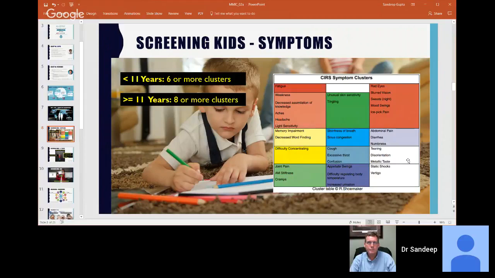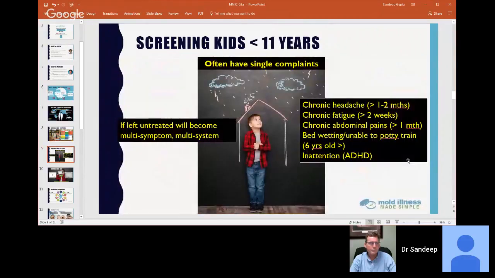Great. Yeah, that's a really good example. So it's important to know that the wording needs to be clear, I guess, when we're asking these things to parents or children, so as to get an accurate response. And what we'll do is we'll try and send a simple version of this cluster chart out to viewers who've subscribed to the Mold Illness Made Simple mailing list, just so they have a simple screening sheet that they can use to check with their kids if they're concerned that they may be suffering from CIRS.